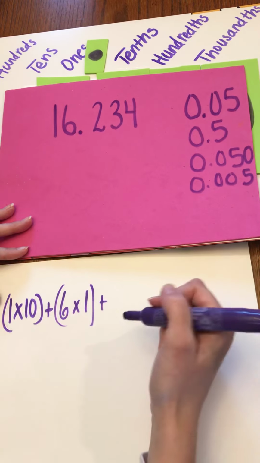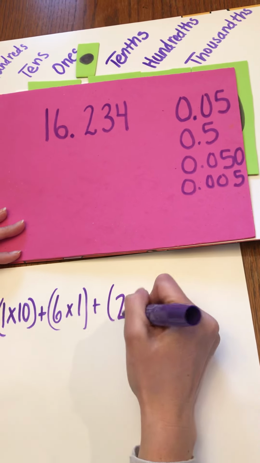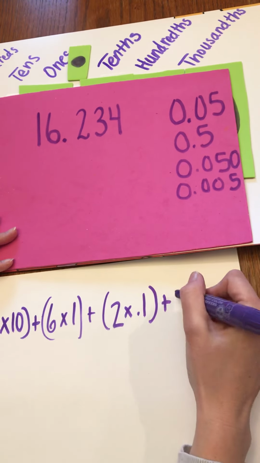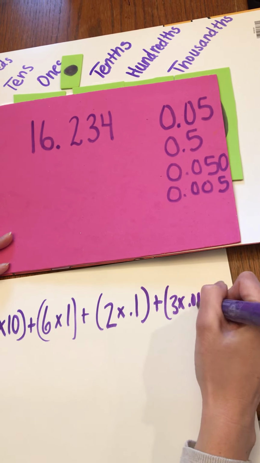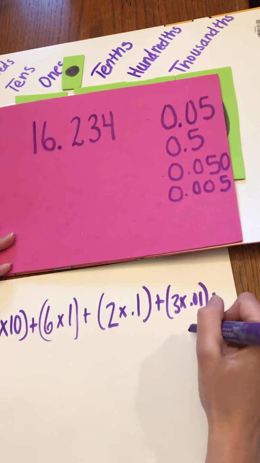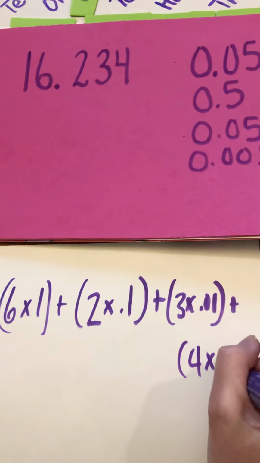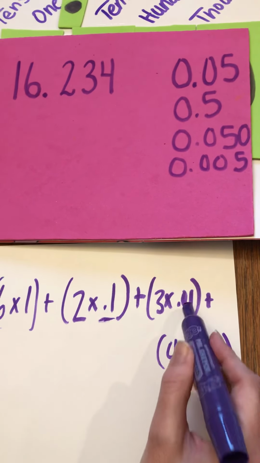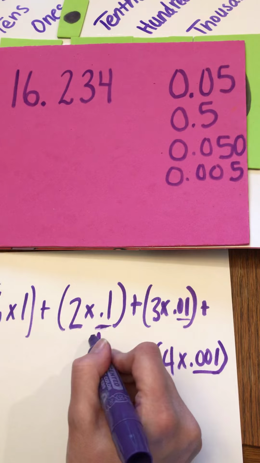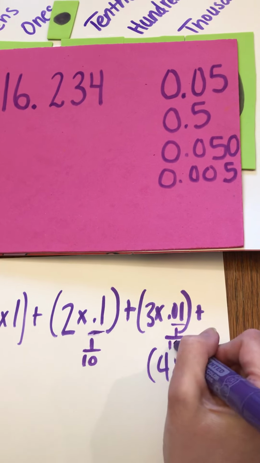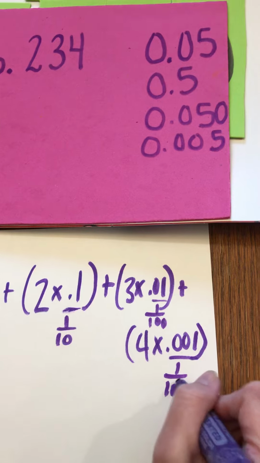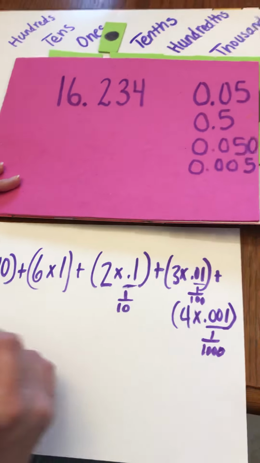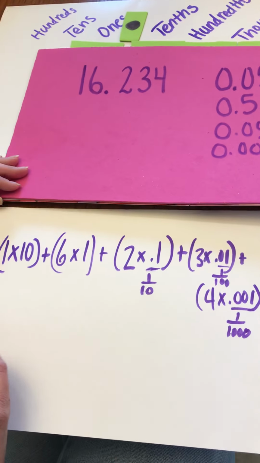And then for our decimal numbers, we do the same thing. The 2 is in the tenths place, so 2 times 1/10. And then the 3 is in the hundredths place, so 3 times 1/100. And then I've got a 4 in the thousandths place, so 4 times 1/1000. Now each of these decimal notations, I could have also written as fractions: 1/10, 1/100, and 1/1000. So you may see it written as decimals or as fractions. So that's how we write our numbers in expanded form.